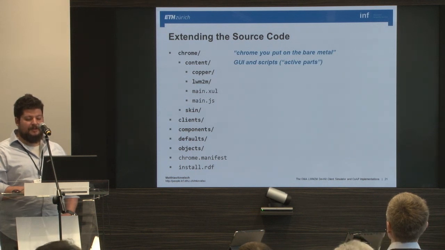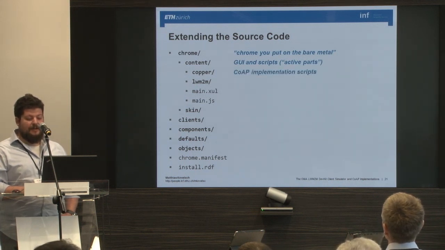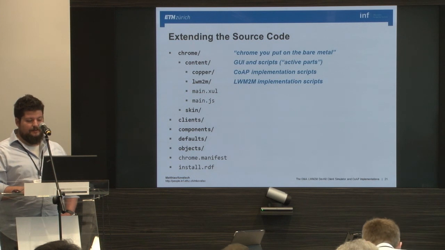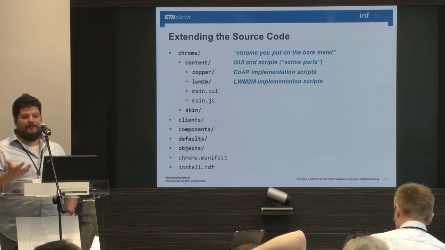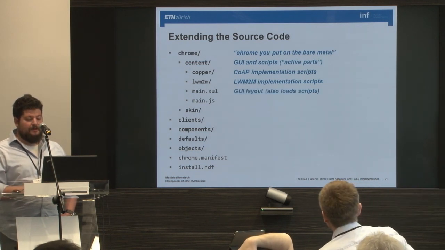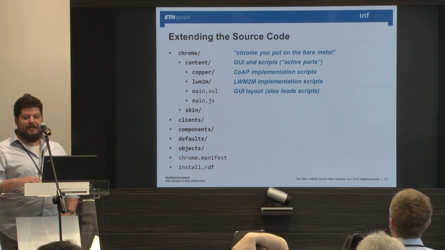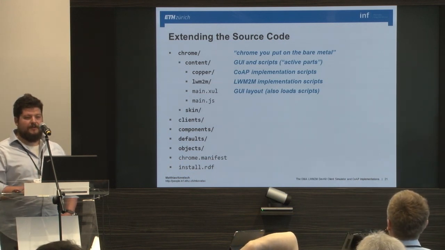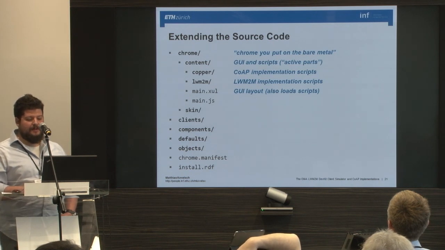And in content you find the active parts. So the first, Copper, being the CoAP implementation scripts to run this. And then there's the second folder, Lightweight M2M, which is the implementation of this specific protocol that runs on top of CoAP. Main.xul is the GUI layout that, like a web page, loads the scripts. So it's not directly HTML, it's an XML-based user interface definition language. And it's sometimes a bit quicker than HTML, but it's yet another language you have to look into to know how exactly you create some specific elements.